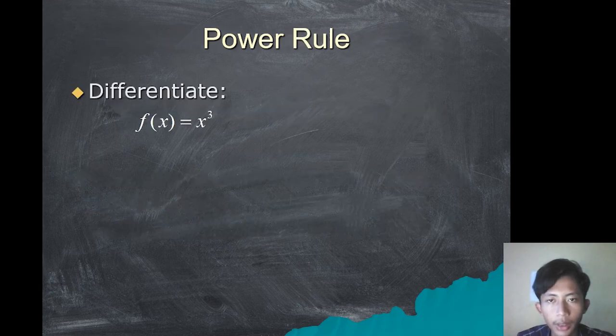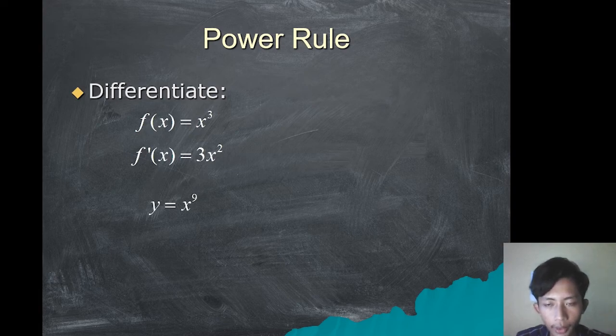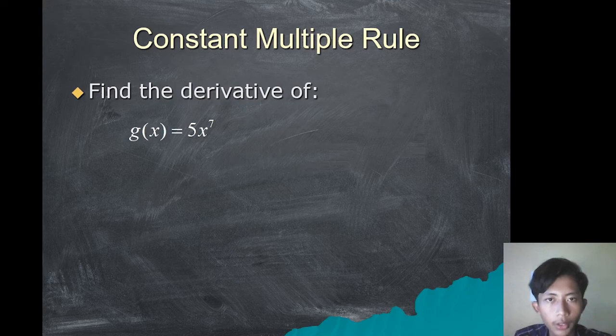And then after that, example of power rule. Differentiate if f(x) is equal to x cubed, f prime x is equal to 3x squared, and then y is equal to x to the power of 9. dy/dx is equal to 9x to the power of 8. And then the example of constant multiple rule. Find the derivative of h(x) is equal to 5x to the power of 7. h prime x is equal to 35x to the power of 6.